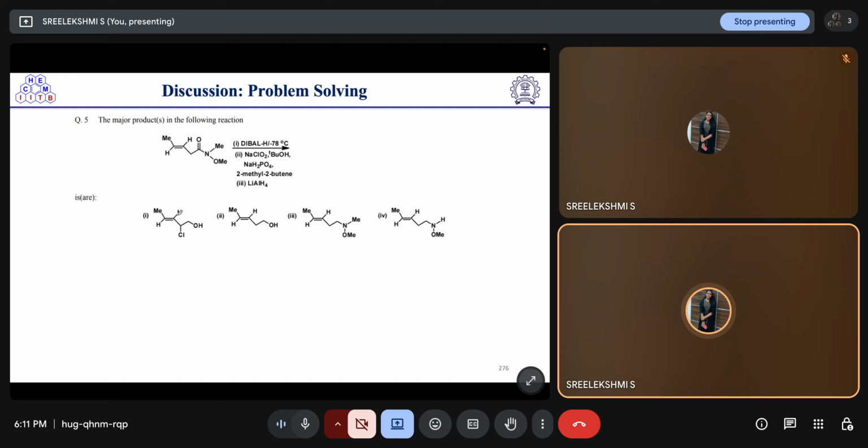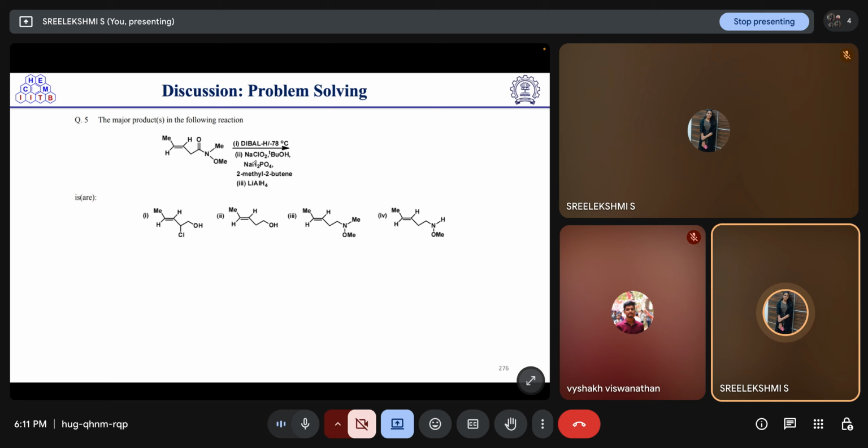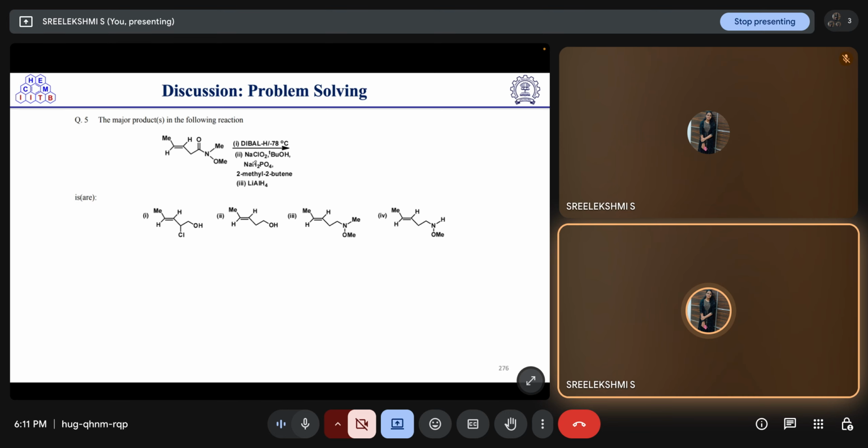Moving on to the next question, the major product in the following reaction. So this particular compound upon treatment with DIBAL-H, and in the next step with NaClO2, tertiary butanol, NaH2PO4 and 2-methyl-2-butene. Then in the second step with lithium aluminum hydride, which will be the major product here?